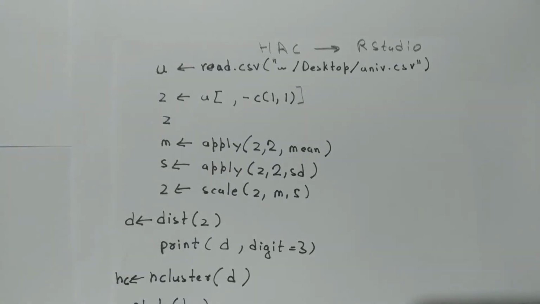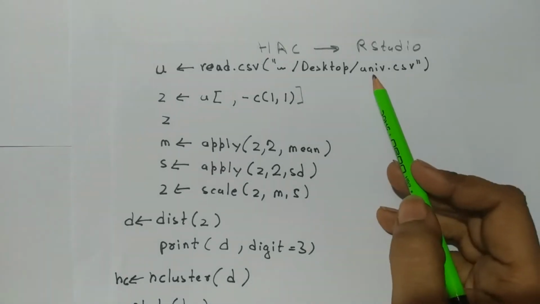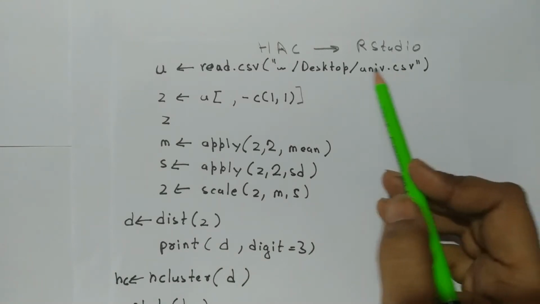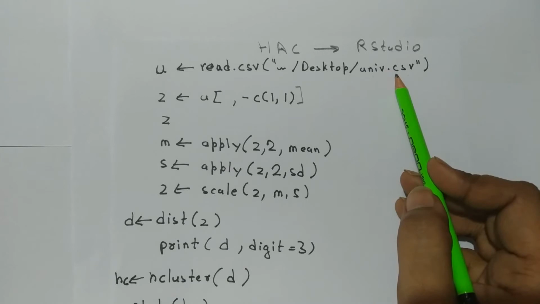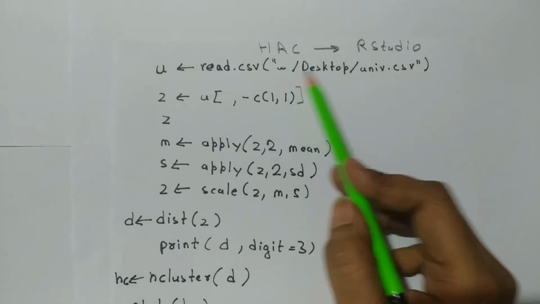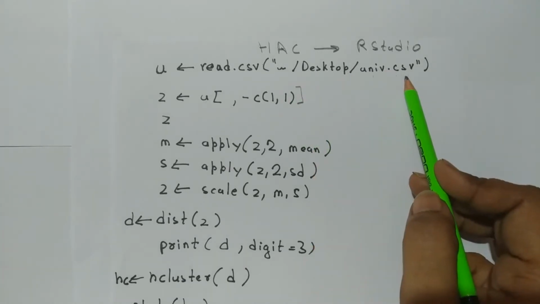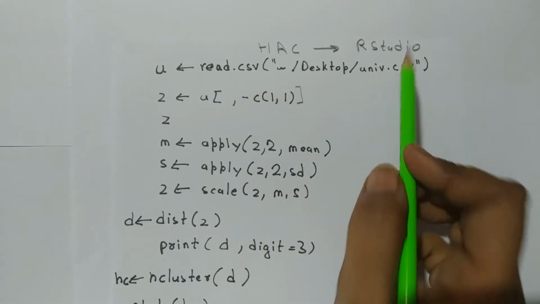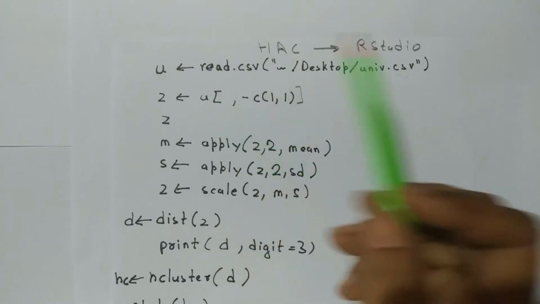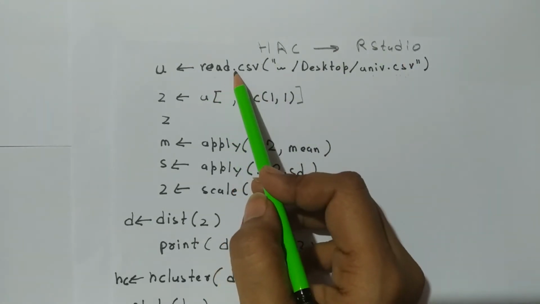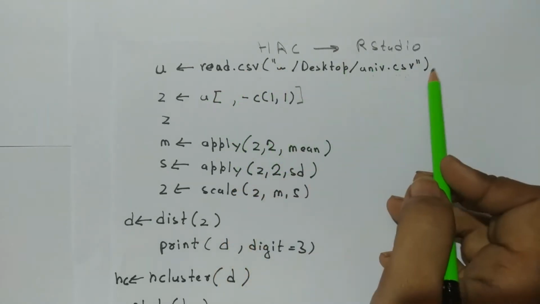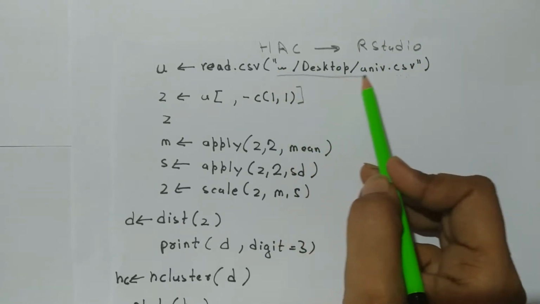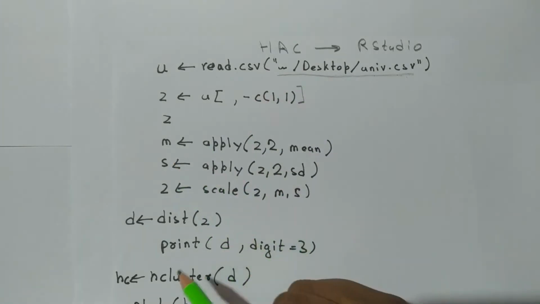So what I have done is I have downloaded this university data, which is in CSV format, and I have saved this data in my machine. Now this is the location where my data is saved. So the first command is to read this CSV file. In RStudio, the command to read a CSV file is read.csv and the location of the file. You can see within the quotes I have mentioned the location of my input file.